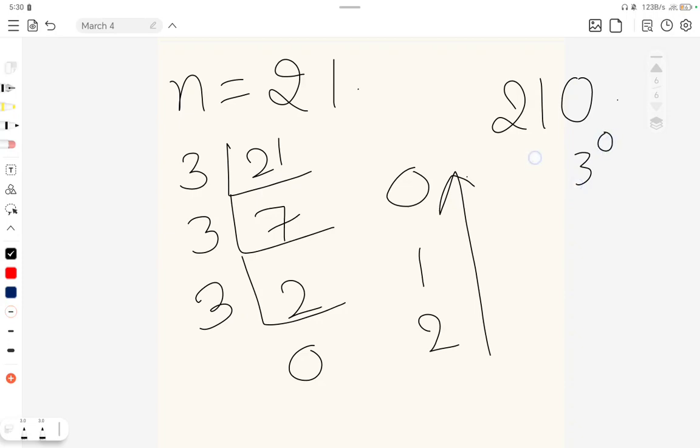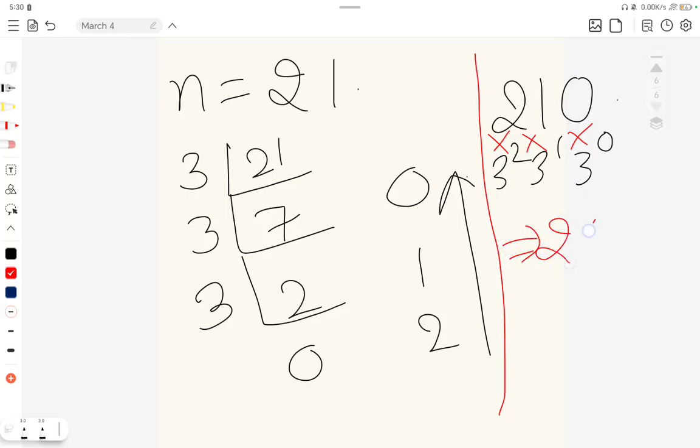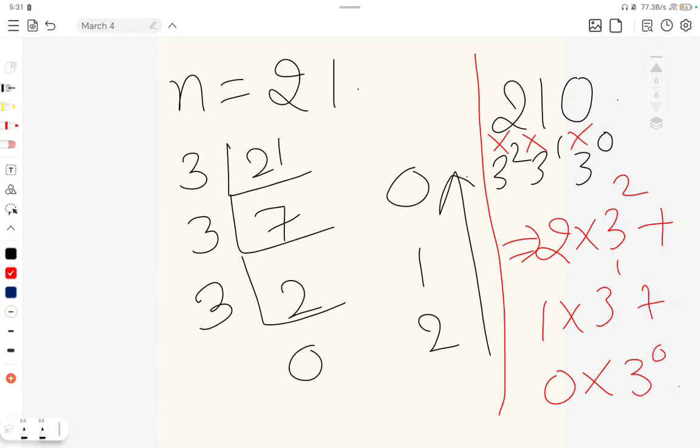So the digits are 2 1 0, which means 3 power 0, 3 power 1, 3 square. That is equal to 2 into 3 square plus 1 into 3 power 1 plus 0 into 3 power 0. Here we can see that 2 into 3 square leads to non-distinct numbers. So we can return false for this problem.